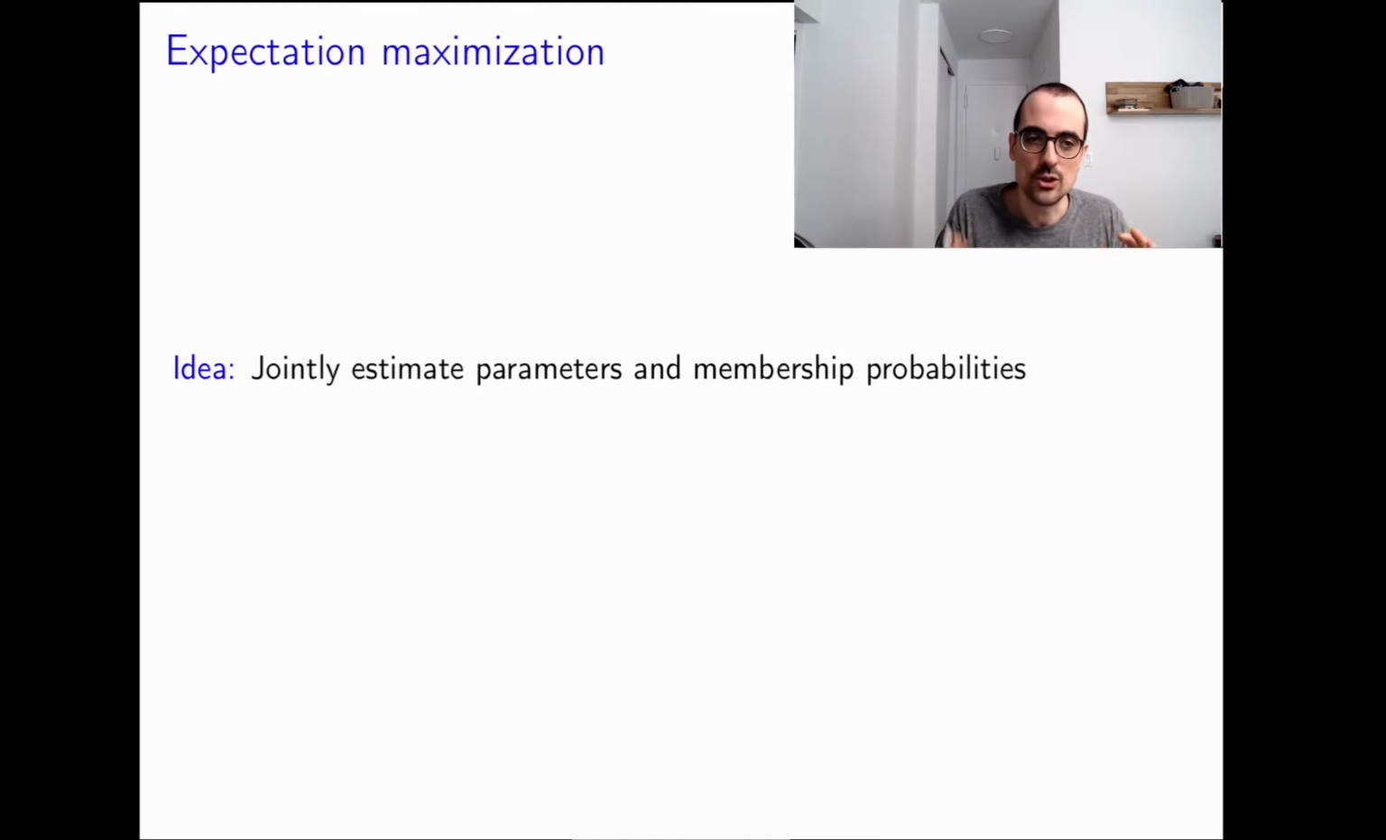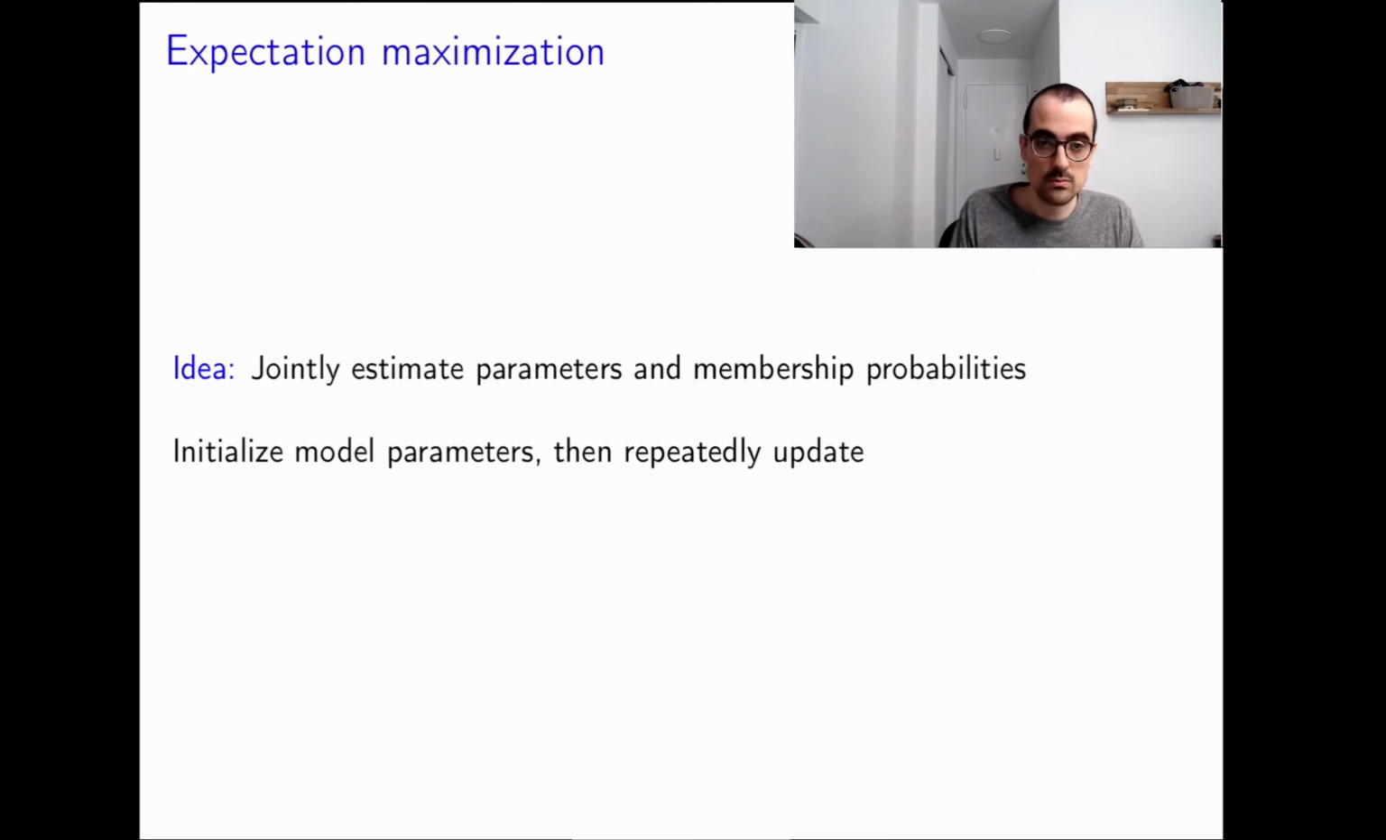The idea is that we're going to jointly estimate the parameters and the membership probabilities, because if we assume that we know the membership probabilities, it turns out that we can get a very reasonable update of the parameters, a very reasonable estimate of the parameters, I mean. And if we know the parameters, we definitely know the membership probabilities. So what we're going to do is initialize the model parameters in some way, first estimate the membership probabilities, update the parameters using those membership probabilities, and then alternate.